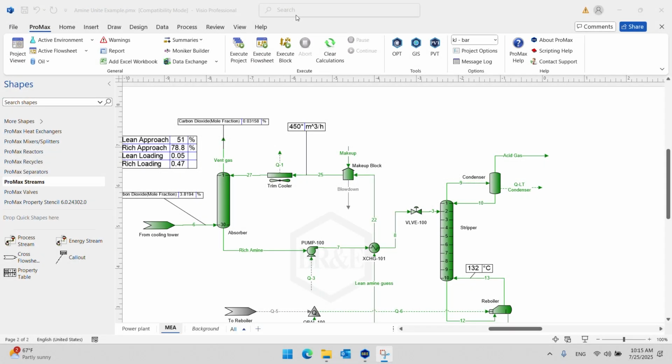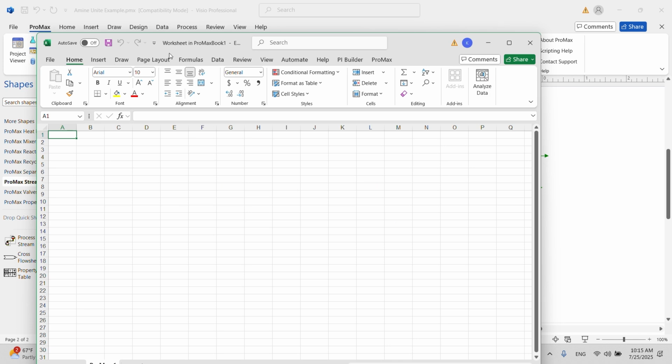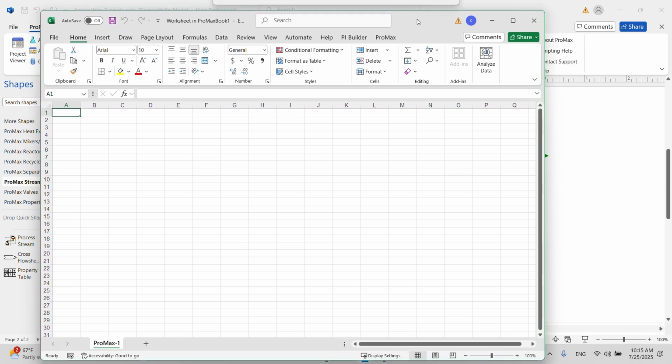I would like to introduce to you the scenario tool, which is a great tool to run case studies. Whenever you want to alter one or more variables and watch the effect on your results, this is the tool to use. To open it, we need to click on the Add Excel Workbook tab on the left upper side. And once you do, it's going to open up an Excel file.